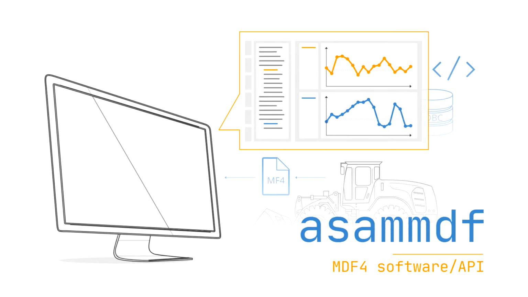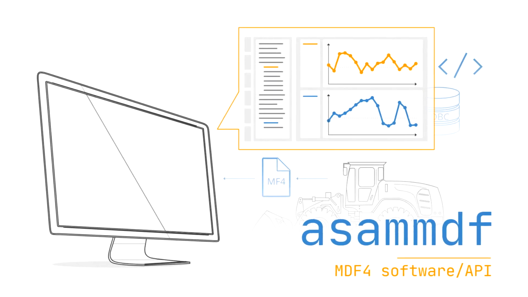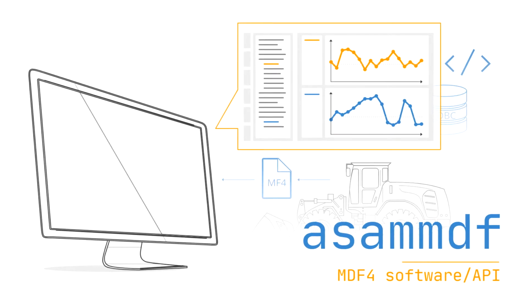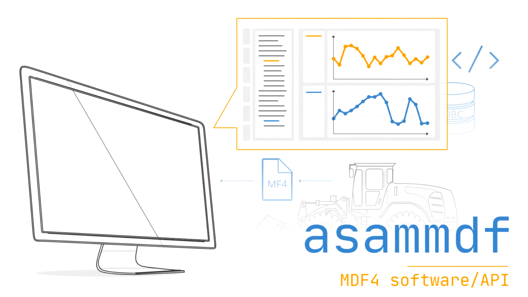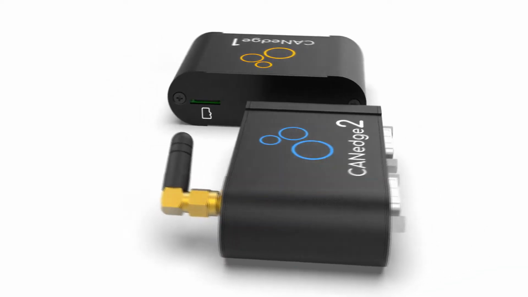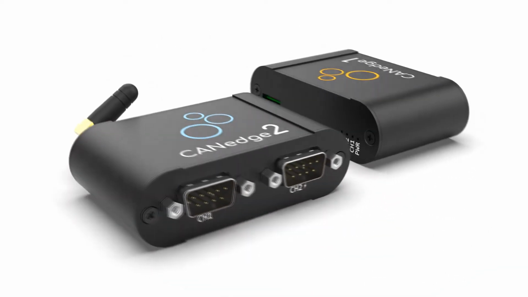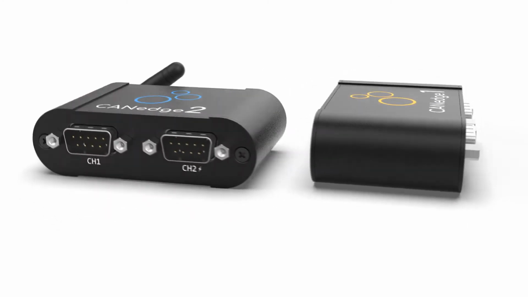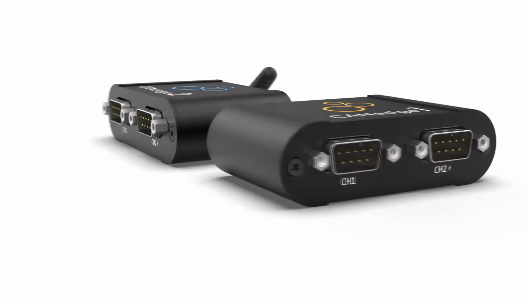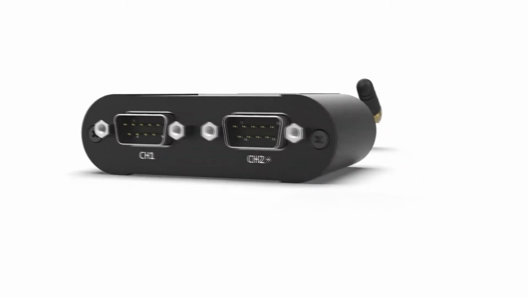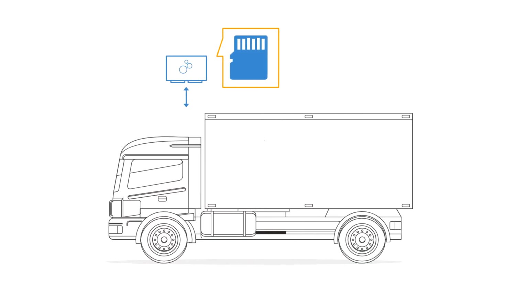AsamMDF is a free open-source tool that lets you process CAN bus log file data recorded in the industry standard MDF4 format. This lets you natively load and process data from the CANedge CAN and LIN bus data logger. Let's show how this works with some raw J1939 data from a truck.